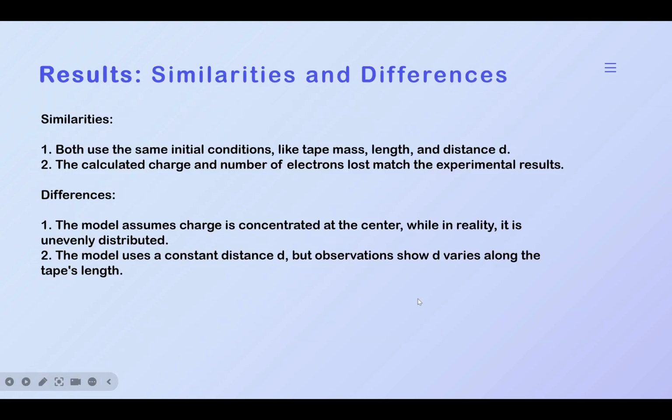There are some similarities and differences between the two models. For similarities, both use the same initial conditions like tape mass, length, and distance d, and the calculated charge and number of electrons lost match the experimental results. About the differences, first, the model assumes charge is concentrated at the center, while in reality it is unevenly distributed. And the model uses a constant distance d, but observations show d varies along the tape's length.